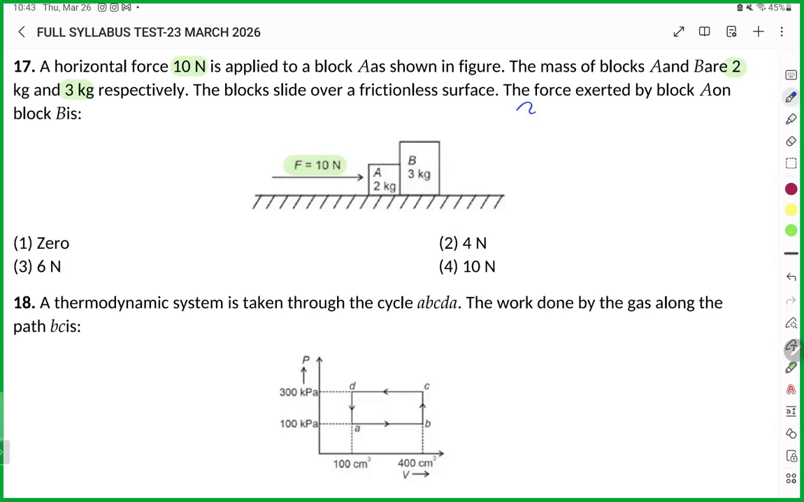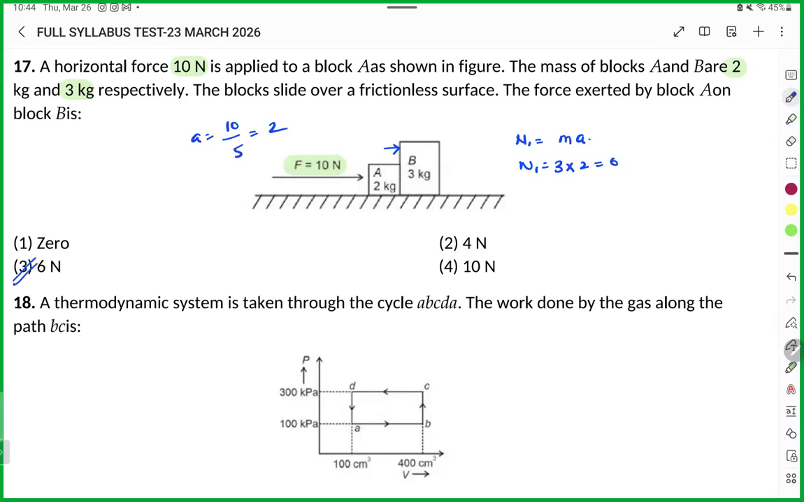So in this case, if you want to calculate the force exerted by block A on B, so the force acting on B, the normal force on B will be equal to mass into acceleration. What is the mass? 3 kg. What is the acceleration? Total force 10, total mass 5, so 2. The answer will be 6.